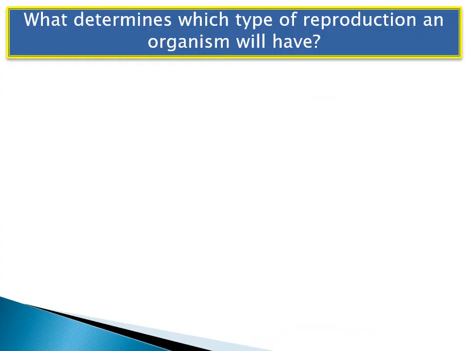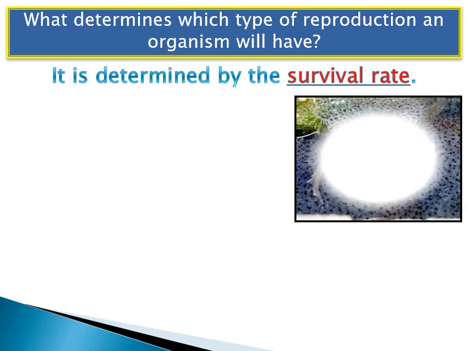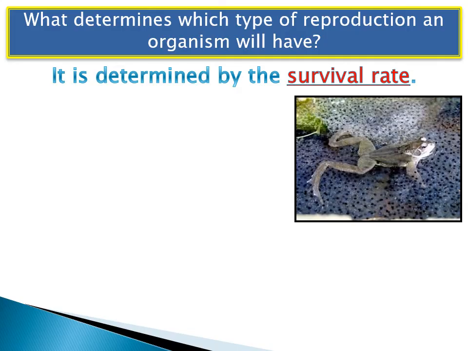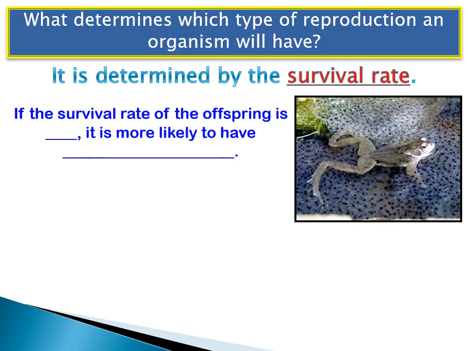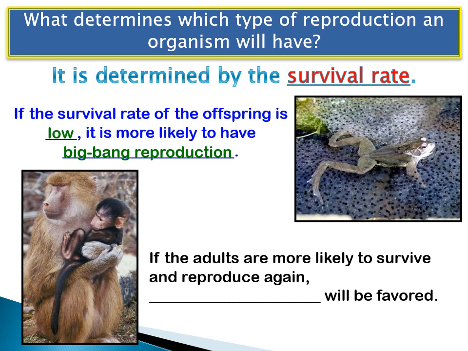So what determines which type of reproduction an organism will have? It's determined by their survival rate, so what kind of predators or habitat they are dealing with. So there's our frogs with all of their eggs. If the survival rate of the offspring is low, it's more likely to have Big Bang reproduction. They know a lot of them are going to be picked off, so if they make huge numbers, there's a better chance for some of them to escape and grow into an adult and keep the species going. If the adults are more likely to survive and reproduce again, repeated reproduction will be favored.